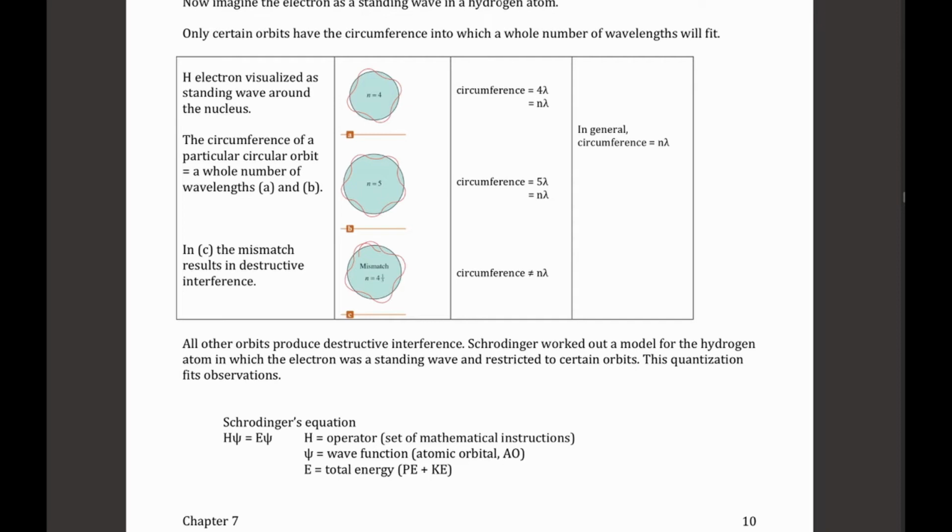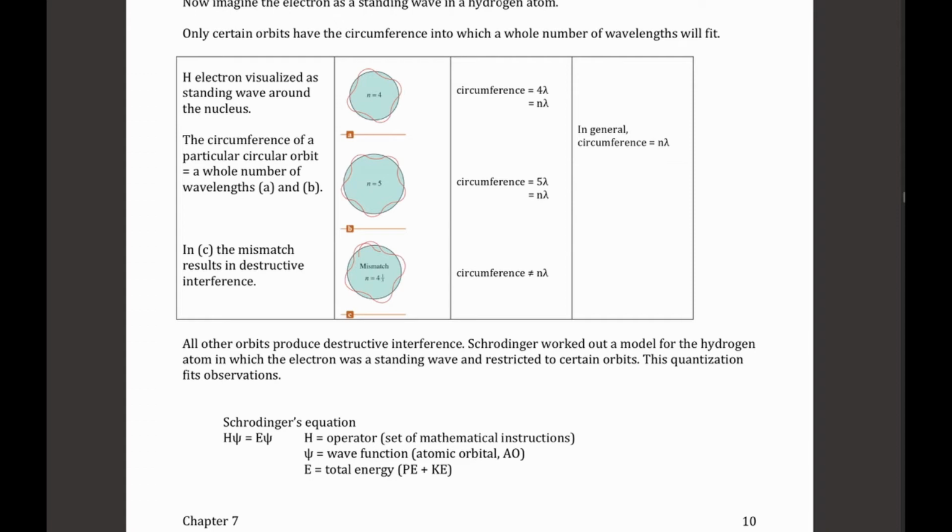In our n equals 5, go ahead and count it. It turns out there are 5 wavelengths expressed in that orbit that's a little bigger than the n equals 4 orbit. So circumference equals 5 times lambda, n lambda again. In this last one, there's a mismatch. n would be 4 1/3. That is to say, it's not a standing wave. It can't sustain itself. The electron could not be there. So the circumference is not equal to a whole number times the wavelength. In general, we have circumference equals n lambda. All other orbits produce destructive interference.